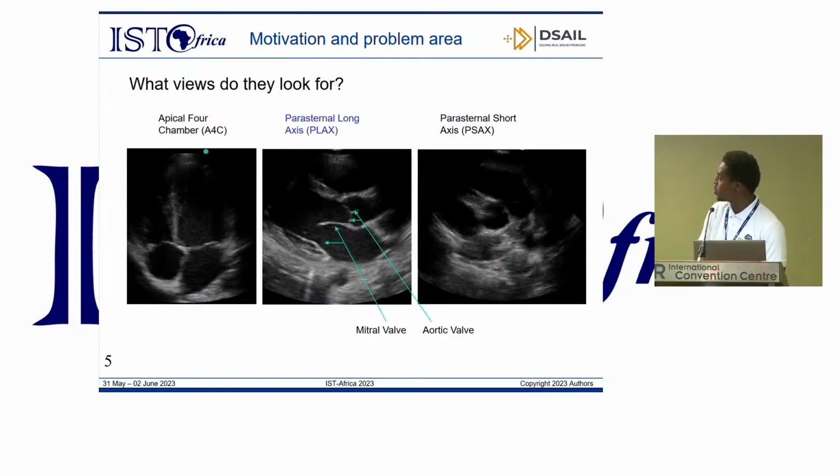This is the kind of data that we have. The parasternal long axis view is the one labeled in blue, and the labels for the mitral and aortic valve are there.